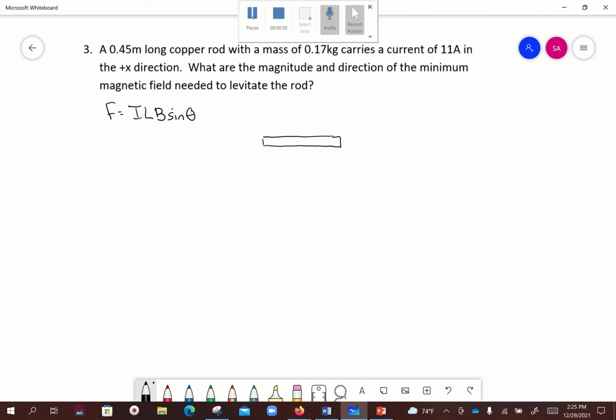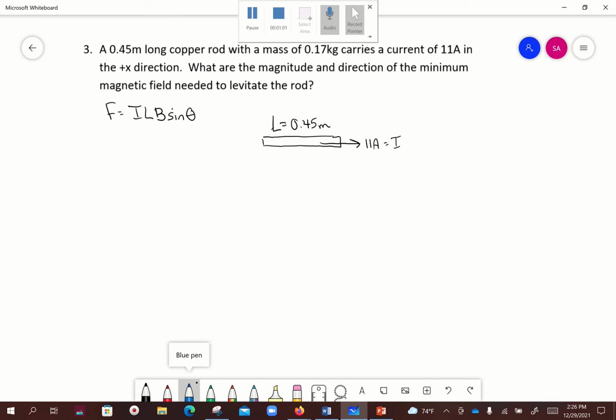It carries a current of 11 amps. This is my current in the plus x direction, so it's going like that. The length of the rod is 0.45 meters, and I'm told the mass of the rod is 0.17 kilograms. And what I want to know is the size and the direction of the minimum magnetic field that's needed to levitate the rod, so to make the rod float.